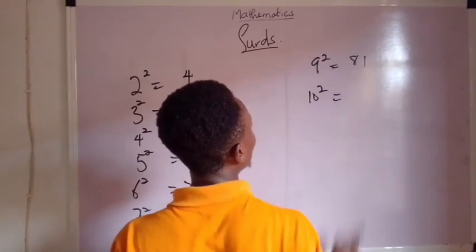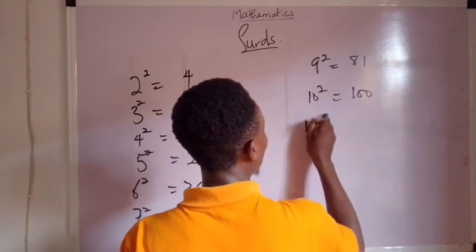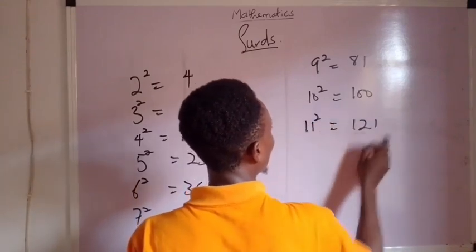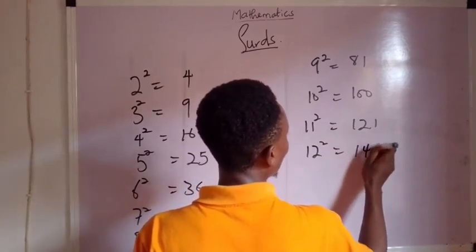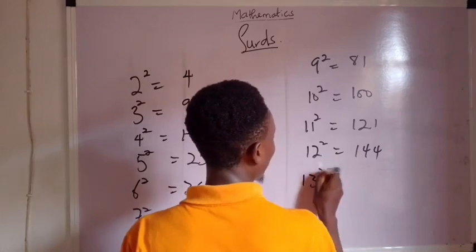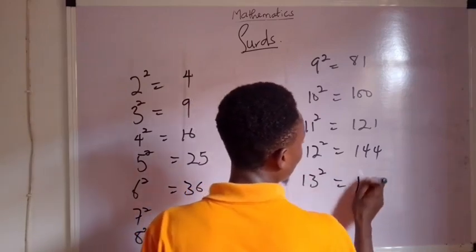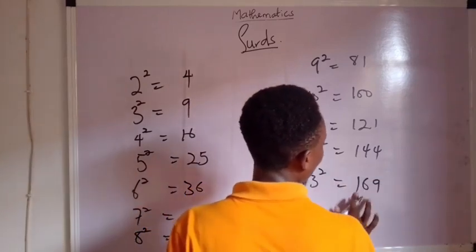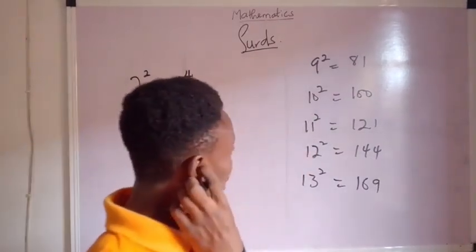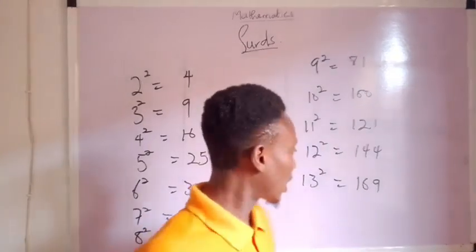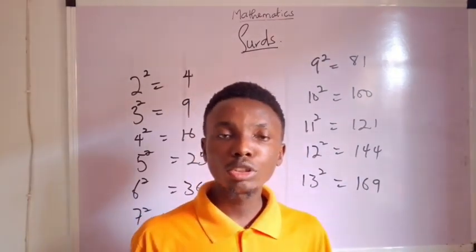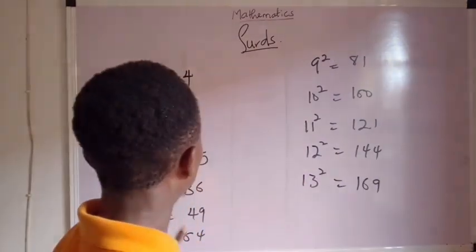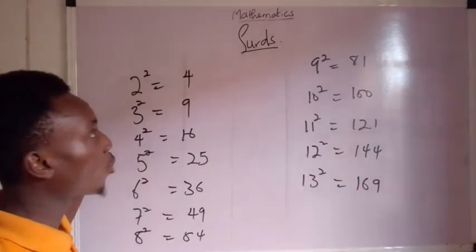10 square should give us 100. 11 square should give us 121. 12 square should give us 144. 13 square should give us 169. You can do it till as many as you can. But I think this should be safe enough for us to solve most of our questions on surds. So make sure you have this written down somewhere.